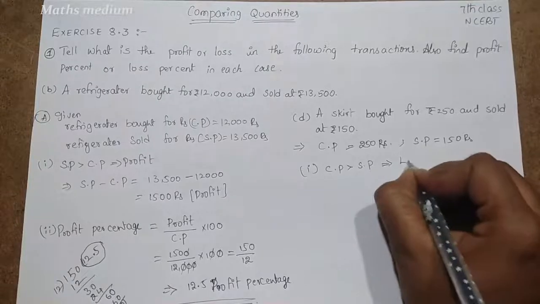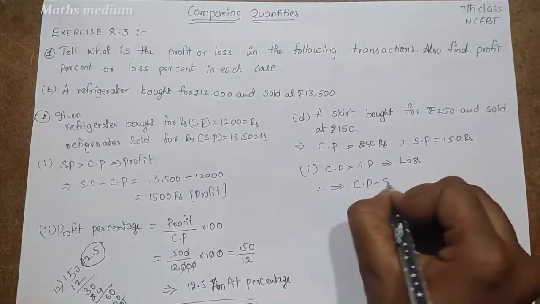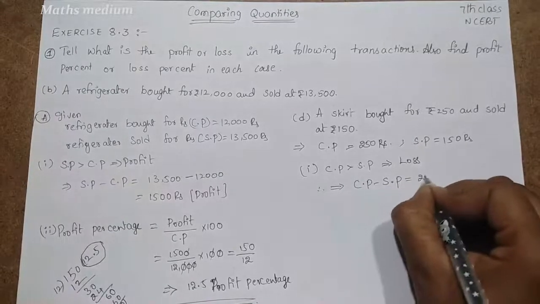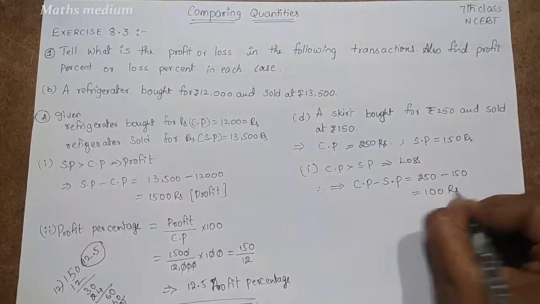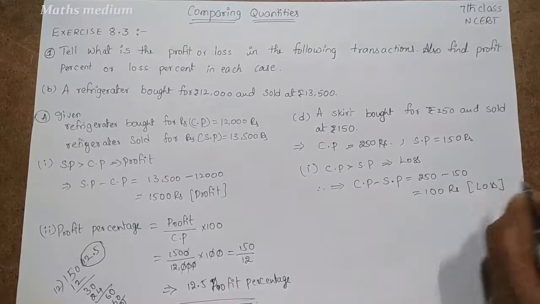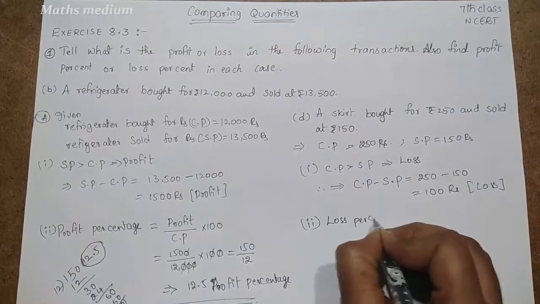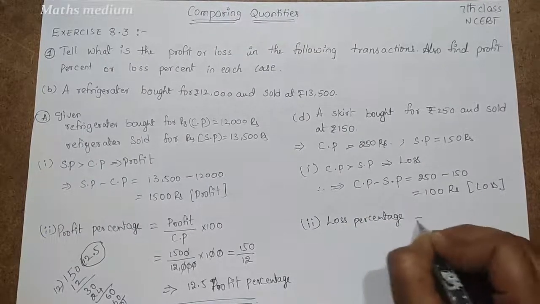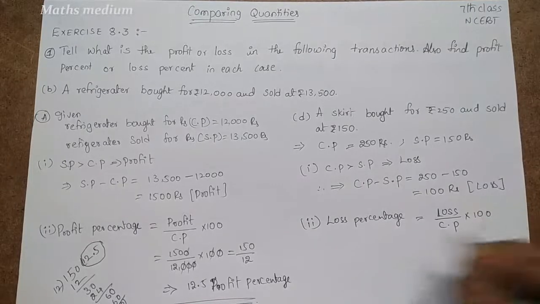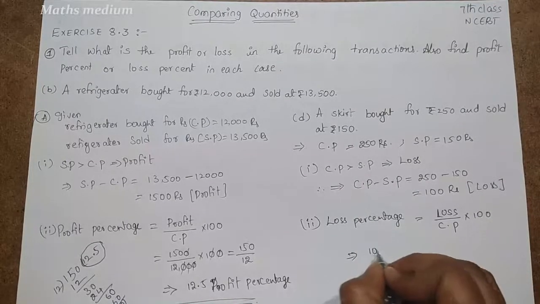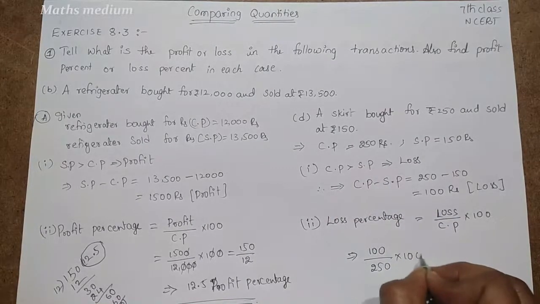It means it is loss. Therefore, CP minus SP, it is 250 rupees minus 150 rupees. We get 100 rupees loss. It is loss. Now we have to find the loss percentage. Loss percentage is equal to loss divided by CP into 100. So loss is equal to 100 divided by CP, 250 rupees into 100.